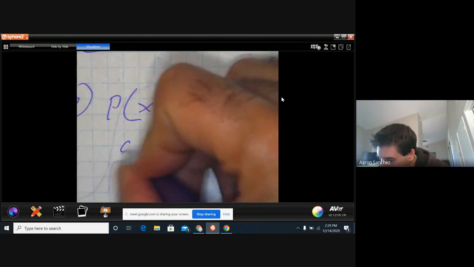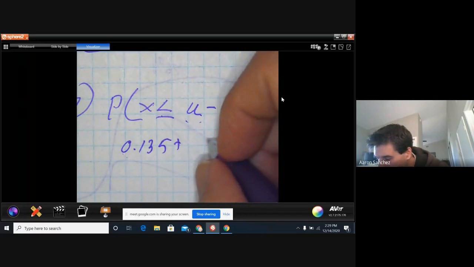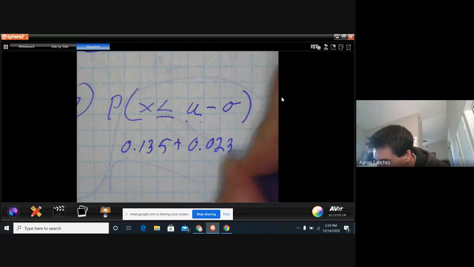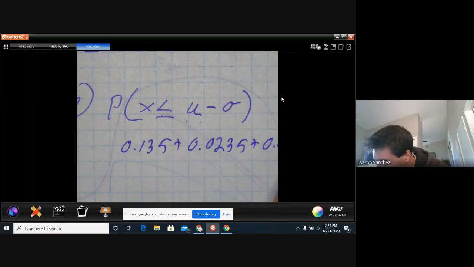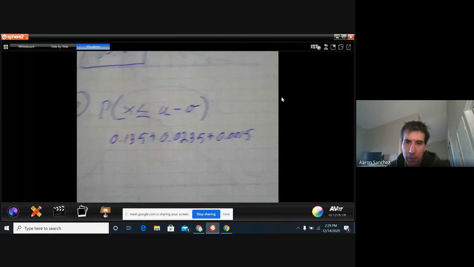So we have 0.135 plus 0.0235 plus 0.0015. Can you guys see that? Okay, what is the area there? Okay, so go ahead and add it up. I'm going to call on one of you.